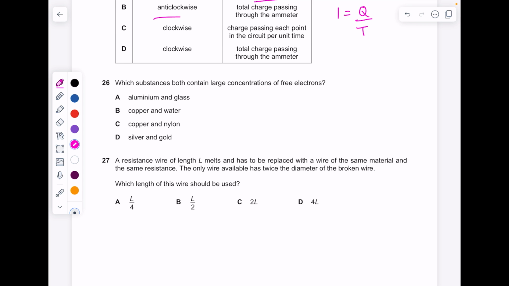Which substances both contain large concentrations of free electrons? We're looking for metals here because they're electrical conductors. So silver and gold, D.